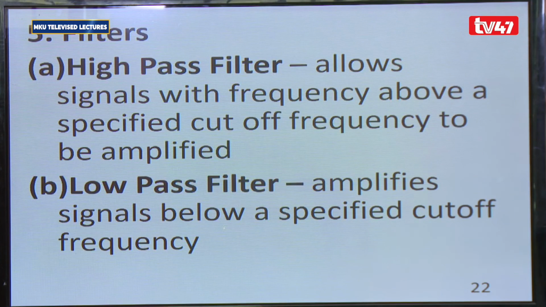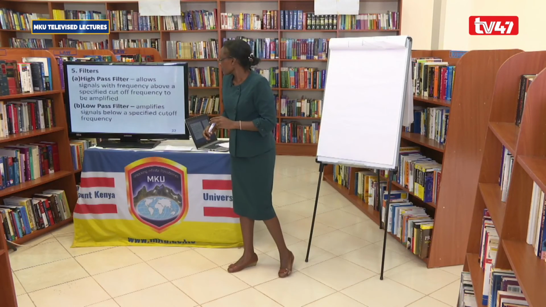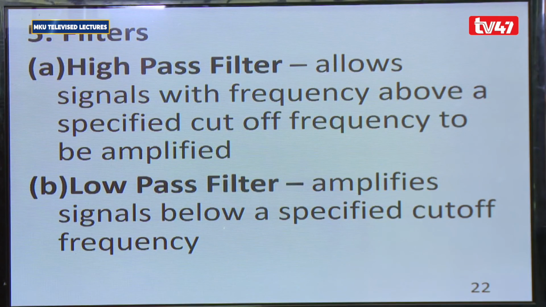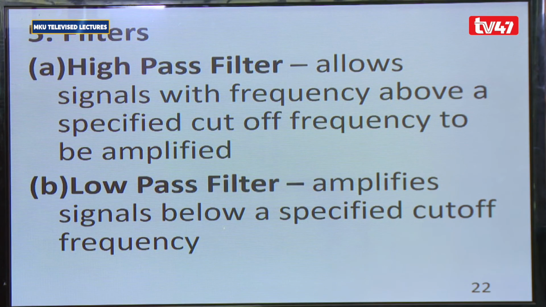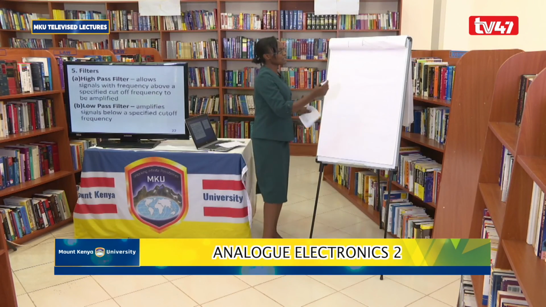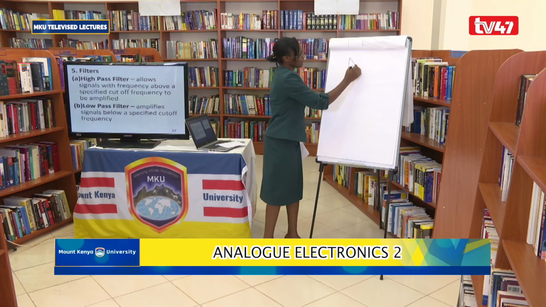Okay, next we look at the low pass filter. This kind of filter will amplify signals with frequency below a specified cutoff frequency. So we can have a diagram here for a low pass filter using the op-amp.